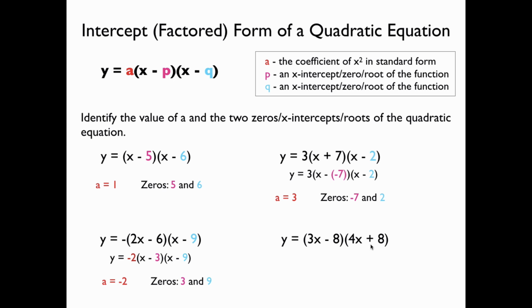Now this last one, if you notice, both factors aren't in the form of x minus something. So we're going to have to factor out this leading coefficient. The first thing we need to do is factor out a 3 for the first factor, and factor out a 4 for the second factor. Now we're left with x minus 8/3 and x plus 2. Simplifying this, we're going to multiply the 3 and 4, and so what we get is 12 times x minus 8/3 times x minus negative 2. So the value of a is 12, and our two zeros are positive 8/3 and negative 2.